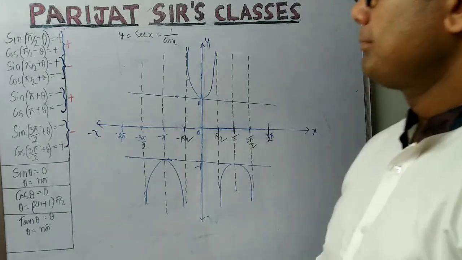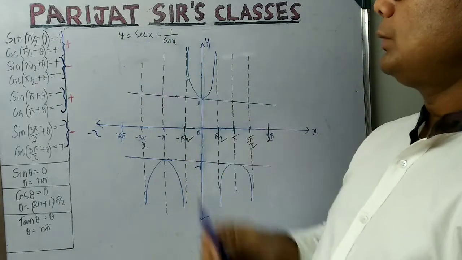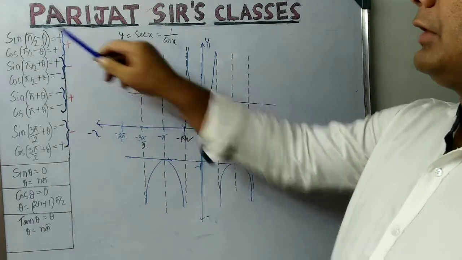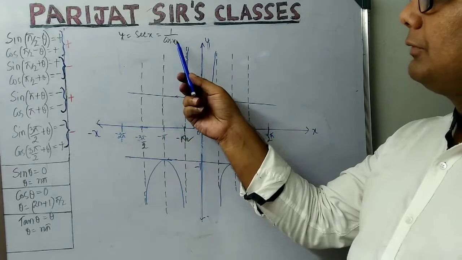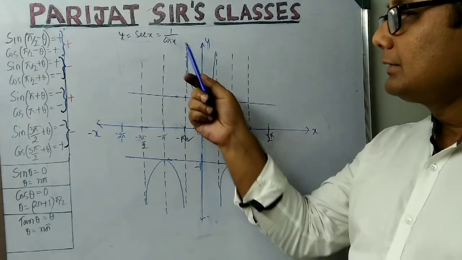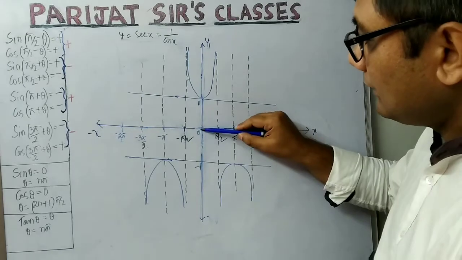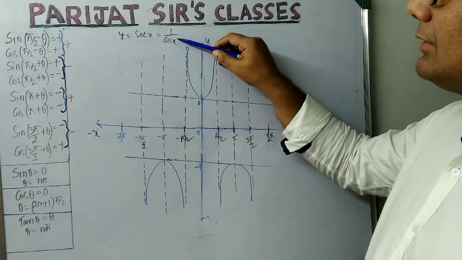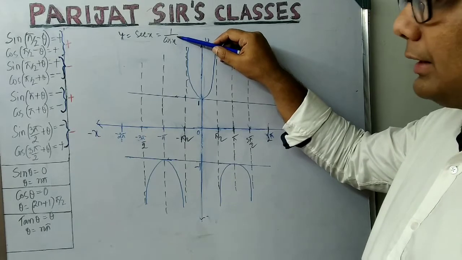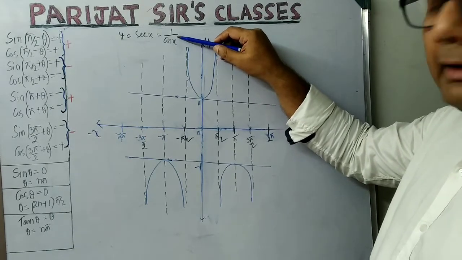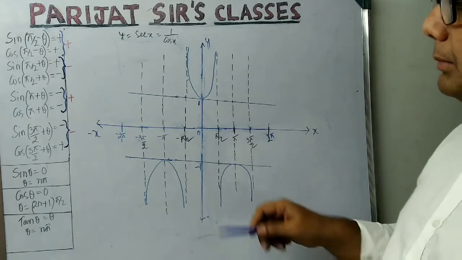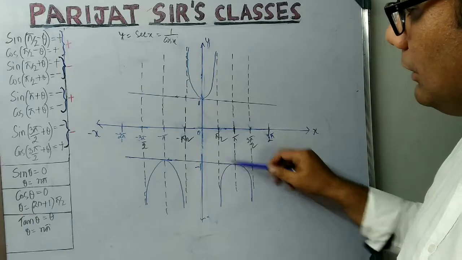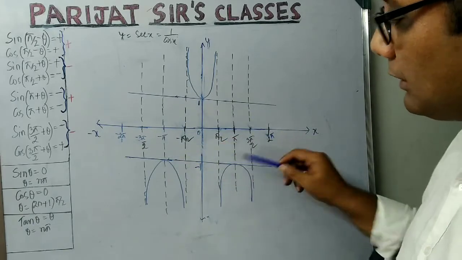Watch here. y equal to sec x means 1 by cos x. See, cos is positive in the first quadrant. What is the maximum value of cos? When x is 0, cos is 1. When x is pi, 180 degrees, cos is minus 1. So when x is pi or minus pi, it is minus 1.